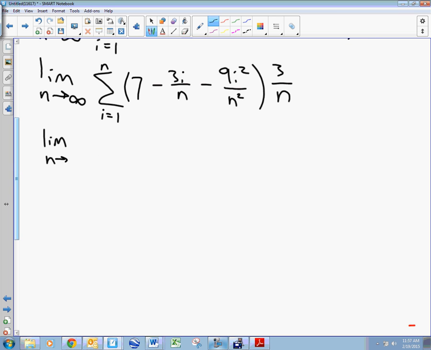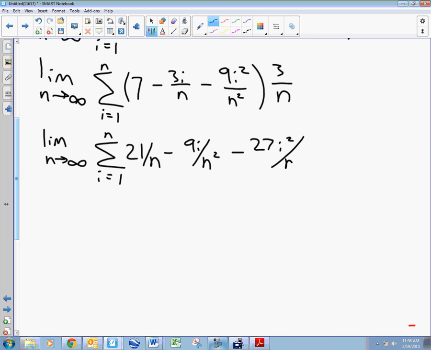Limit as n goes to infinity of the summation from i equals 1 to n of 21 over n, 9i over n squared. Right? Break it up into 3 summations.